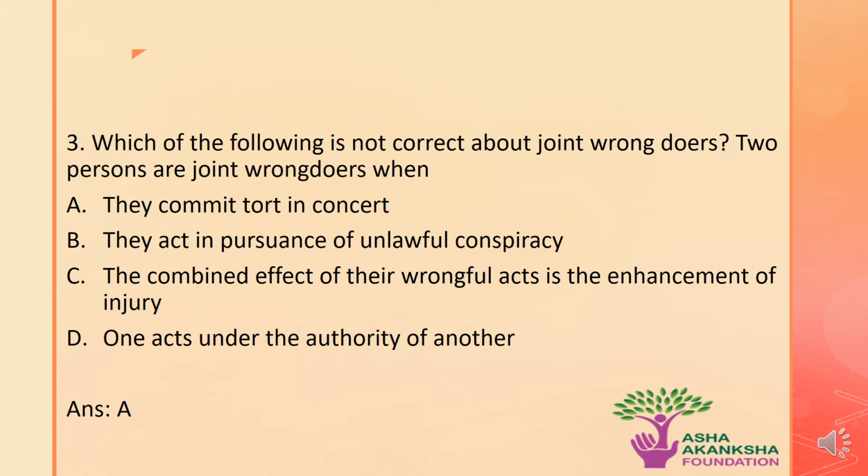The next question is, which of the following is not correct about joint wrongdoers? Two persons are joint wrongdoers when the options are A. They commit tort in concert. B. They act in pursuance of unlawful conspiracy. C. The combined effect of their wrongful acts is the enhancement of injury. Or D. One acts under the authority of another. The correct answer to this question is option A. That they commit a tort in concert.